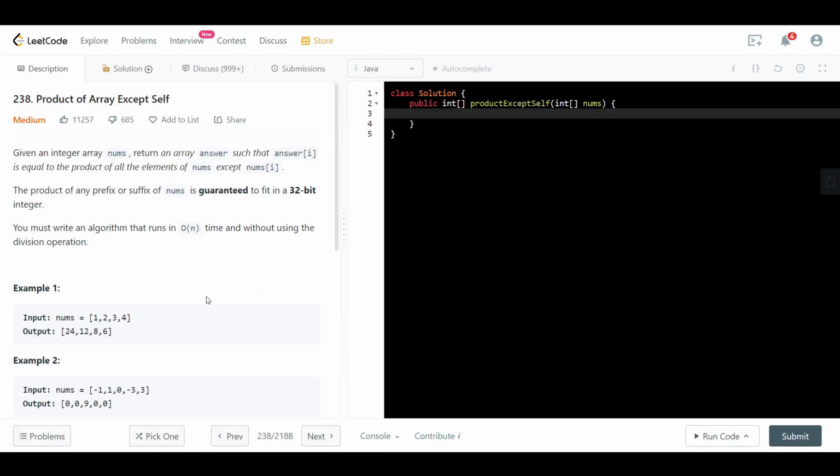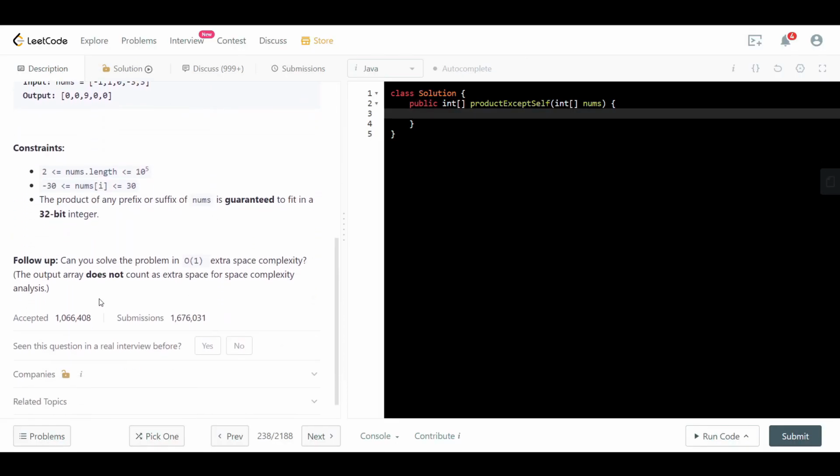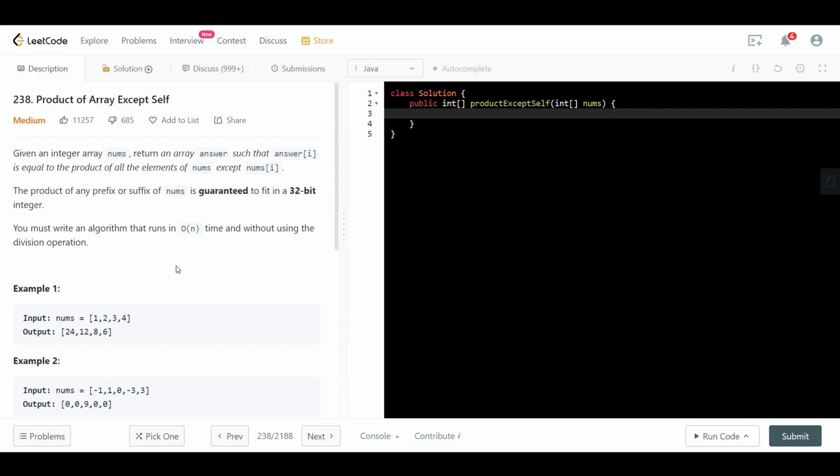And now the question also has a follow-up that is saying, hey, can you solve the problem in constant space, big O of 1 space complexity? And they are saying that the output array, which is the answer array, does not count as extra space for the space complexity analysis. So the plan for today is the following.